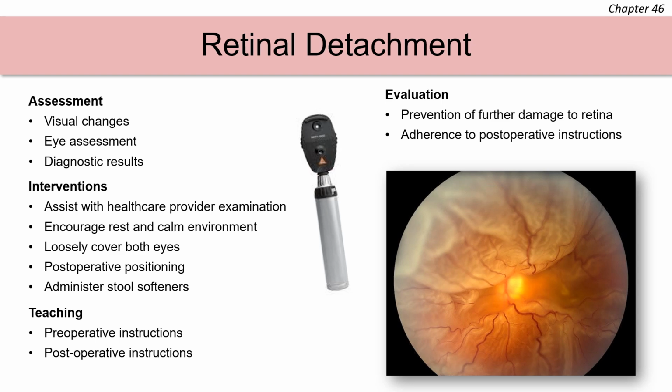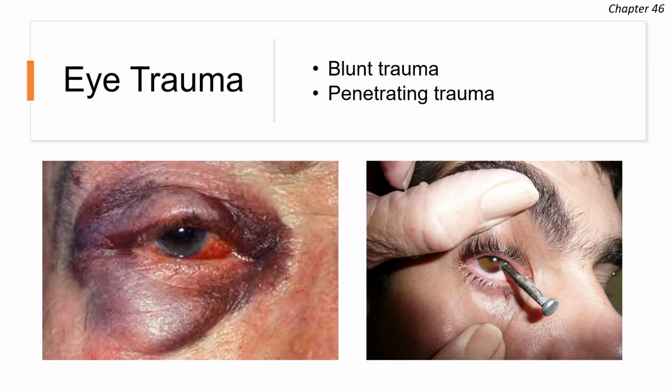And then pre-operative instructions are just as important as post-operative instructions. So you want to make sure that they have somebody to help at home, and if they live with somebody, then that person should be given instructions also. And then as far as evaluation, we want the patient to follow up to make sure that everything is healing appropriately. And our last topic here is eye trauma.